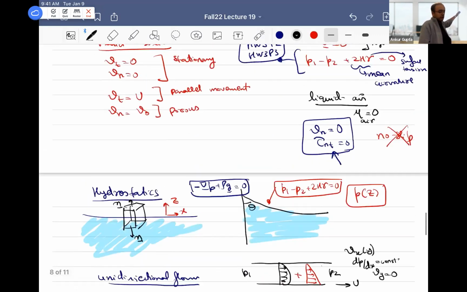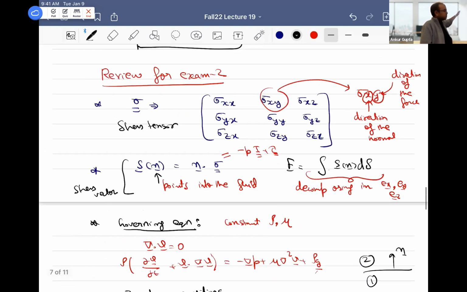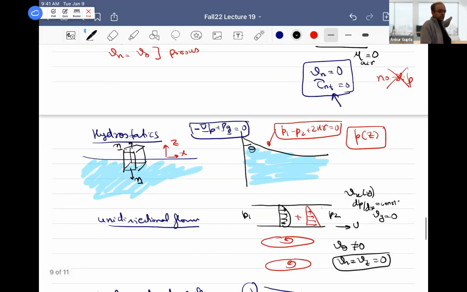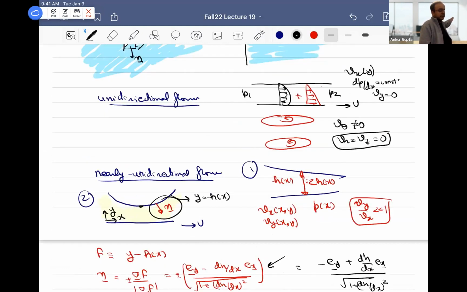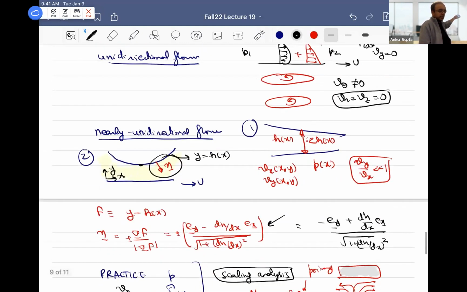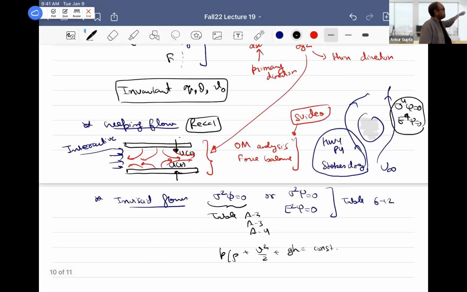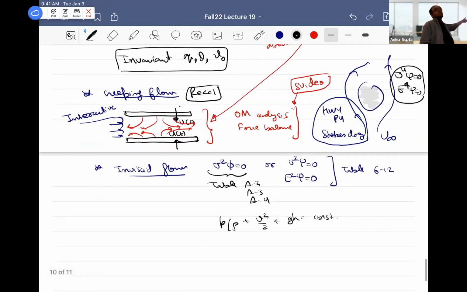So essentially, we are always using the same starting point, which is the Navier-Stokes equation, but we're just modifying it. For hydrostatics, no velocity, then dropping all the terms systematically for unidirectional flows. For near unidirectional flow, using this primary direction approximation, then del 4 psi or E 4 psi, or finally del square psi or E square psi. Okay, so that's essentially the whole spectrum of different kinds of flow problems that are primarily used in mechanics.